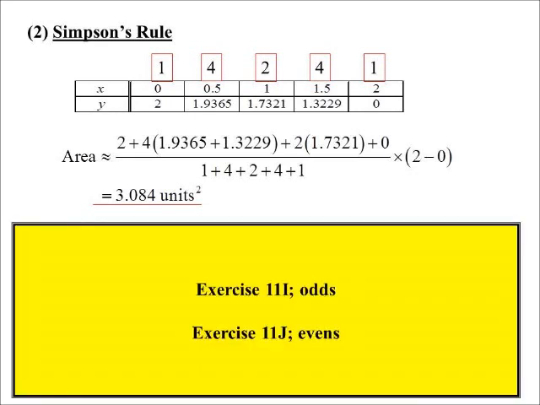Okay, so there we go. 11i is trapezoidal rule. We'll do the odds. And because we like a bit of variety, 11j, we'll do the evens.